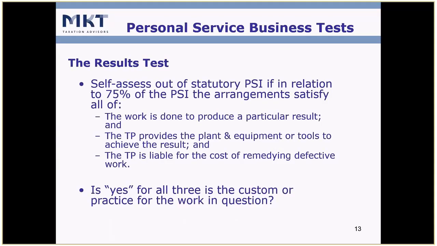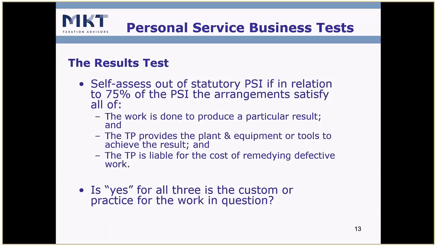So if it is PSI, then we're down the left-hand side. We're into the statutory rules. And as I said, we're in the flow chart. We want to get out as quick as we can now. We've got into it. Dan, how do we get out? First opportunity to get out is a results test.